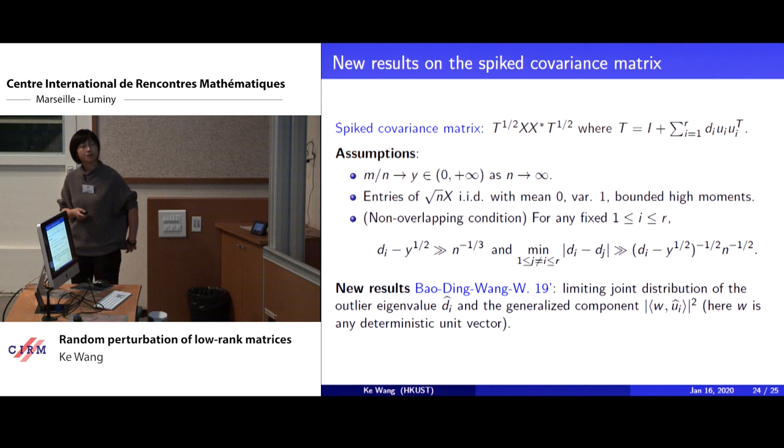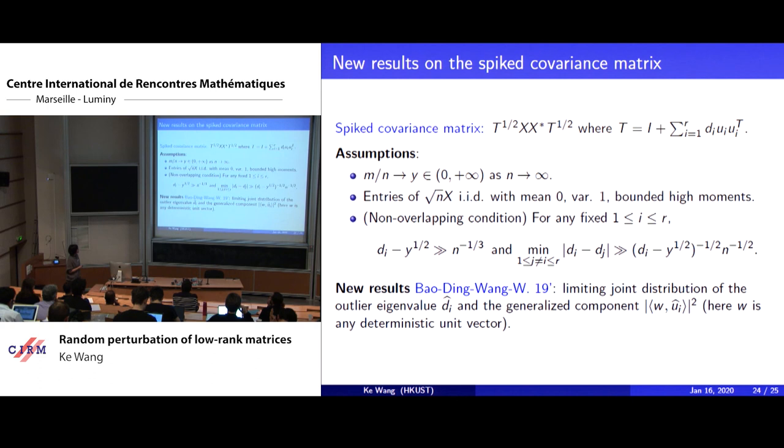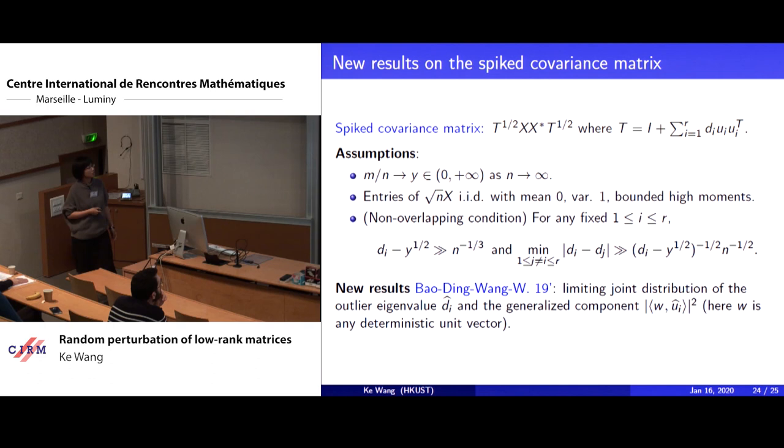Under these assumptions, we derive a joint limiting distribution of the outlier eigenvalue d̂_i, and we also consider the generalized component (û_i · w)^2. Here w is an arbitrary unit vector, so it can be u_i, which is the previous result we derived for the matrix model. It can also be any direction, either perpendicular to u_i or not. We also consider the case when d_i can have multiplicity more than one. We are still polishing this paper, but basically that's all I would like to say. Okay, thank you.